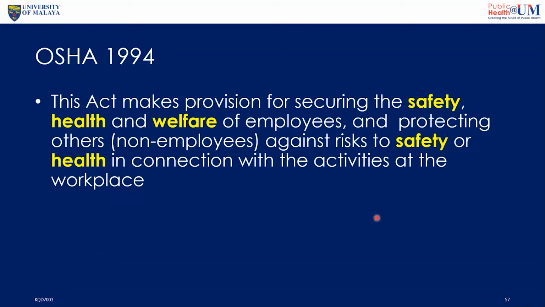So this is what the Act means. This is basically the preamble of the Act. This Act makes provision for securing the safety, health, and welfare of employees and protecting others, non-employees, against risk of safety and health in connection with activities at the workplace. So it's very simple. It tells you that you have to secure safety, health, and welfare. Not just safety and health, but safety, health, and welfare of employees.